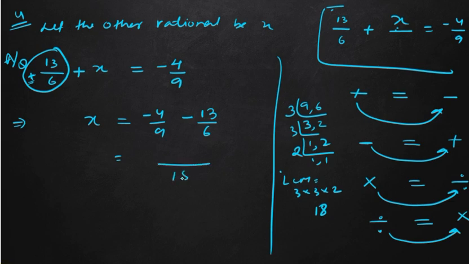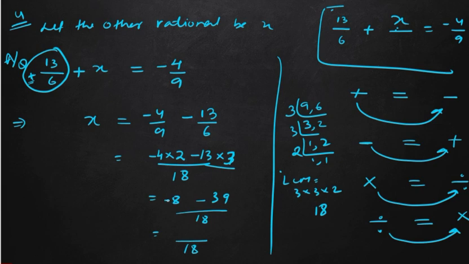So again, minus 4 into. The denominator is 9. So what should be multiplied to 9 to get 18? 9 twos are 18, so we write 2 here. Again minus 13 into. The denominator is 6. 6 threes are 18, so we write 3 here. So the answer is 4 twos are 8, minus 13 threes are 39, divided by 18. The denominator is 18, and minus minus is plus, so we need to add them.